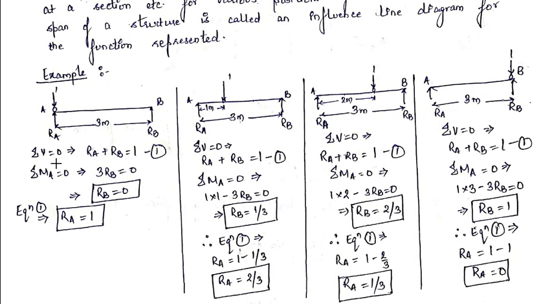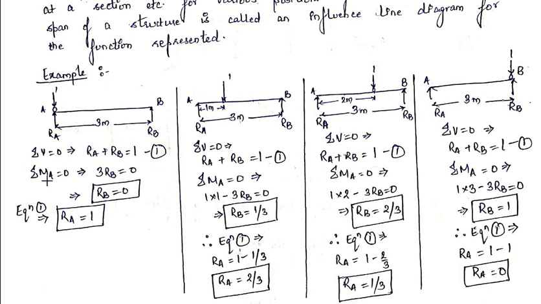In order to find out the values of Ra and Rb, we will apply the equilibrium equations. The first equation is summation of all the vertical forces equal to 0. So total upward force is equal to total downward force. Total upward force is Ra plus Rb and total downward is 1. So Ra plus Rb equals 1. Take it as equation number 1.